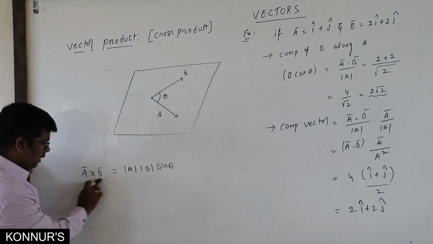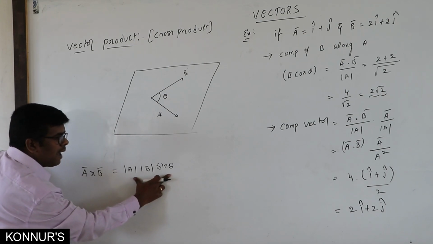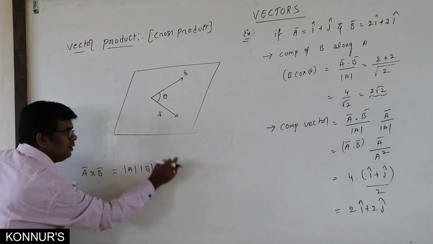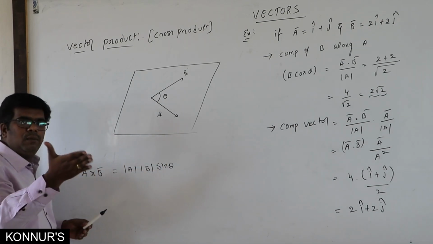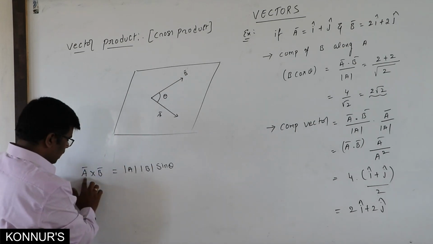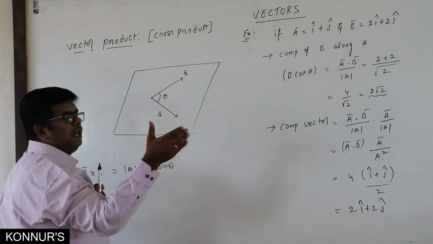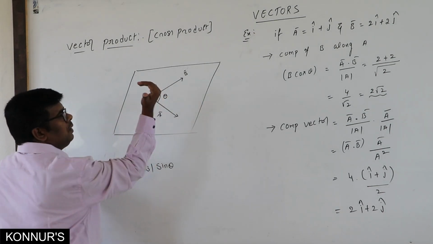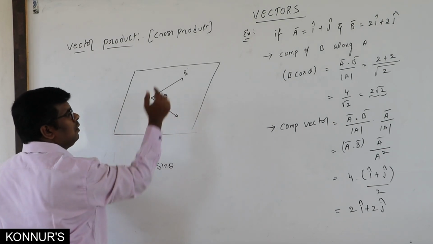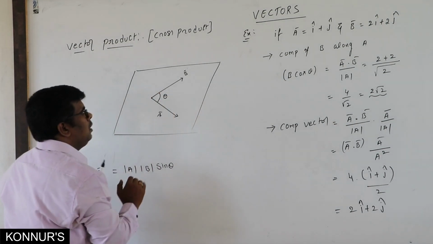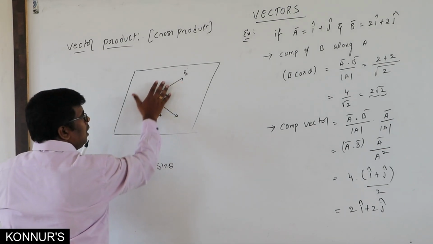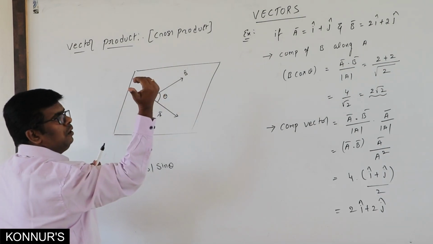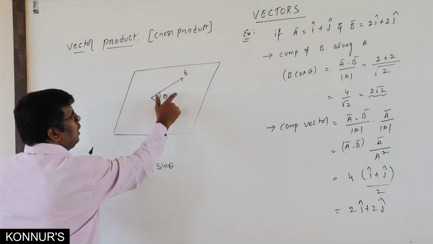But here we are writing the vector, and up to this is only the magnitude. So we should mention the direction also. To mention the direction, you can use the right hand thumb rule. If you curl the first four fingers of the right hand from A bar to B bar, the thumb indicates the direction of A bar cross B bar. So A bar cross B bar is outside, or normal to the plane containing A bar and B bar.